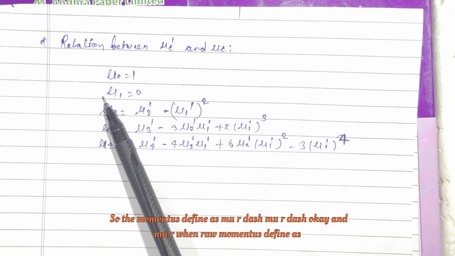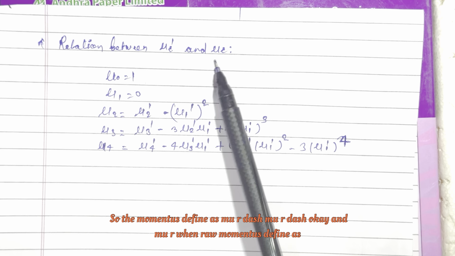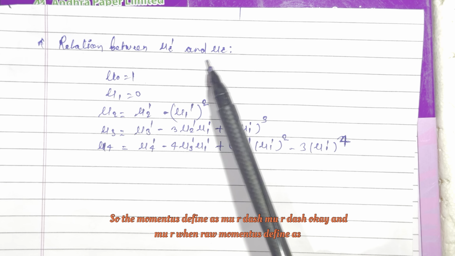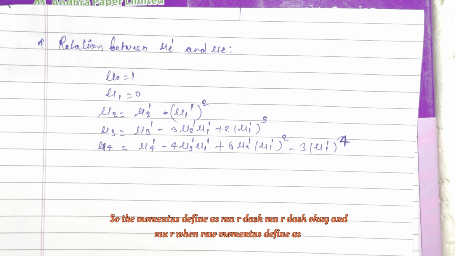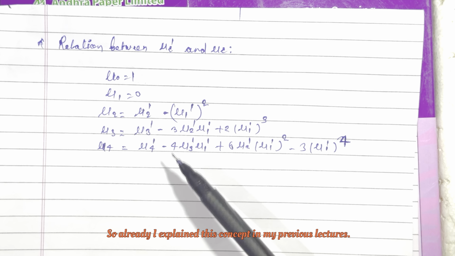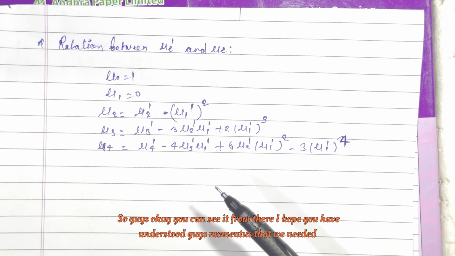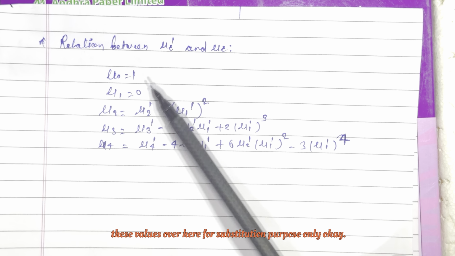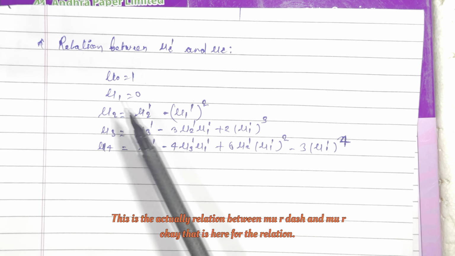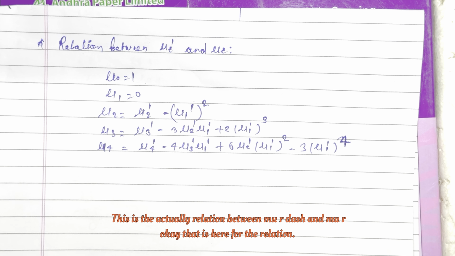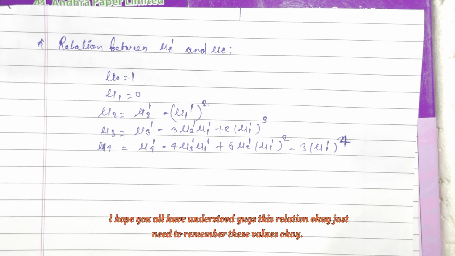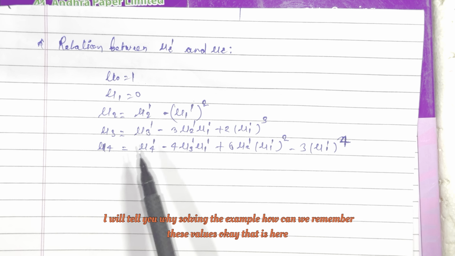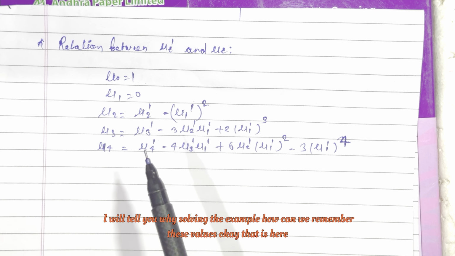Central moments are defined as mu r, and raw moments are defined as mu r dash. I already explained this concept in my previous lectures, so you can see it from there. We need these values for substitution purposes only. This is the relation between mu r dash and mu r. You just need to remember these values, and I will tell you how to remember them while solving an example.